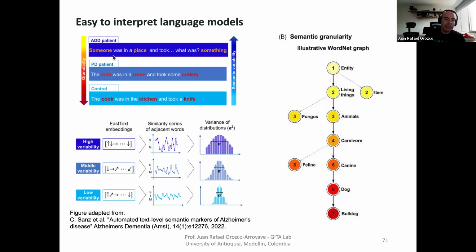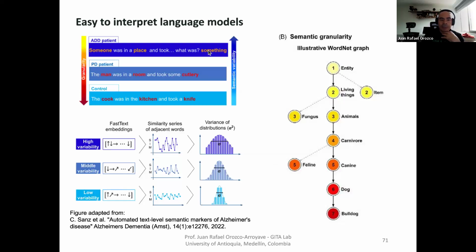Remember the Wernicke's area in the brain. And then if you ask a patient with Alzheimer's disease, then the details will vanish totally. So they would say something like, someone was in a place and took, what was that? Something, okay? So all of this granularity and semantic variability can be modeled using language models, like FastText.